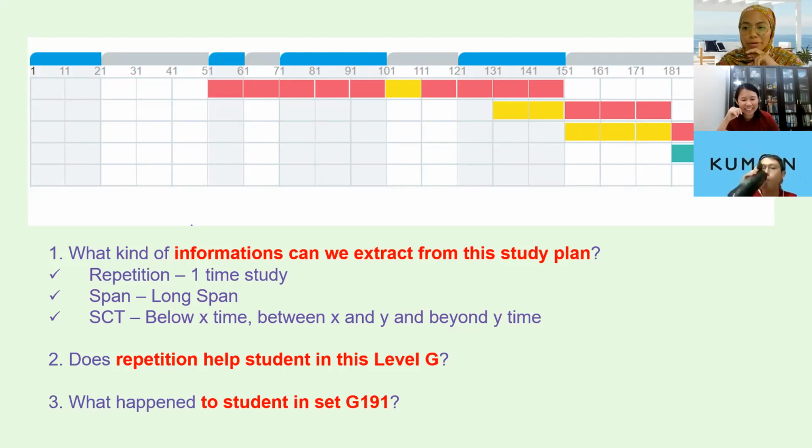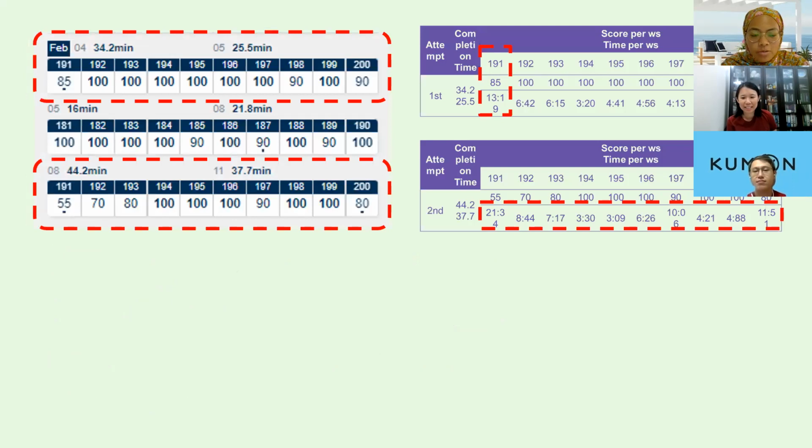But what is happening to Nikash in set G191? Have you seen the recording? Yes, we saw it. We will see it together soon. But do you have any guess? I don't know. I don't have any idea. Okay, it's okay.